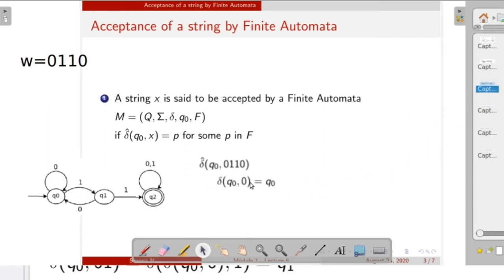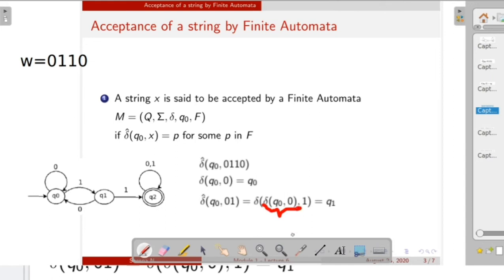First we take 0. That means delta of q0, 0. We know delta of q0, 0 is equal to q0 itself. We get q0. Then next we process delta cap of q0, 0, and take the next symbol also, 0, 1. So here we put delta cap. We know delta of q0, 0 is equal to q0. So this means delta of q0, 1 is equal to q1. So here we get q1.